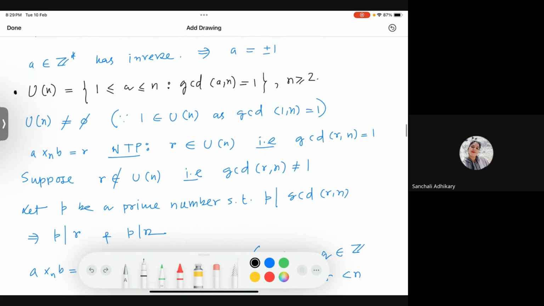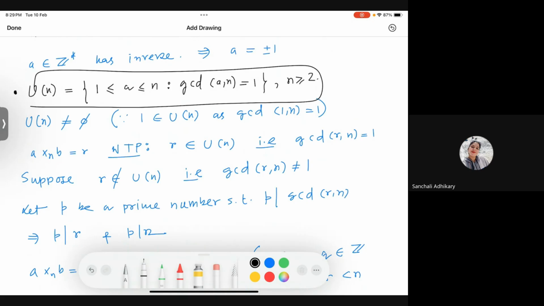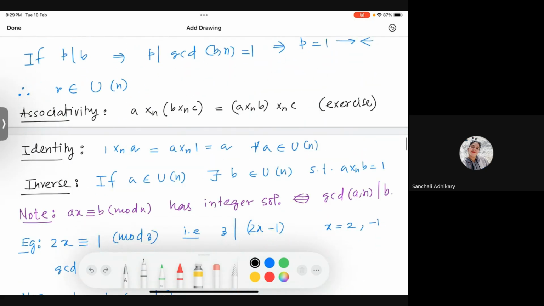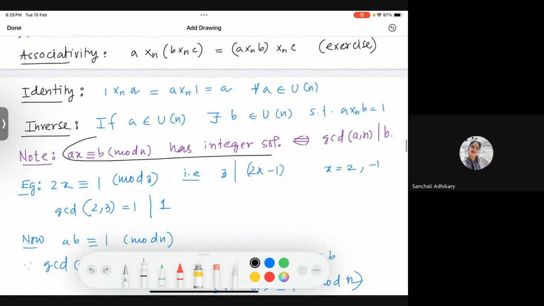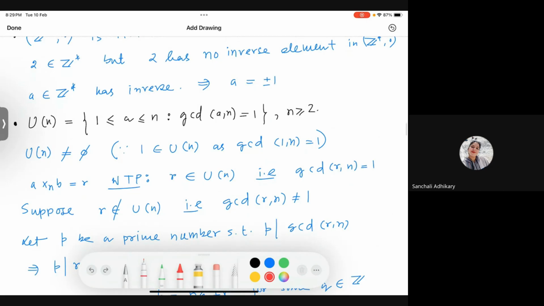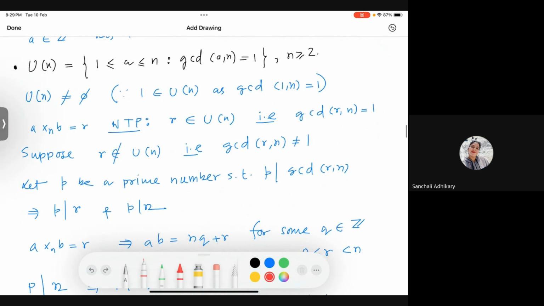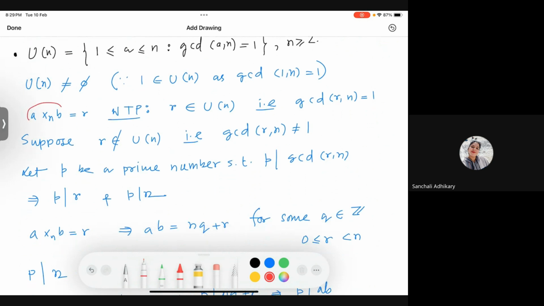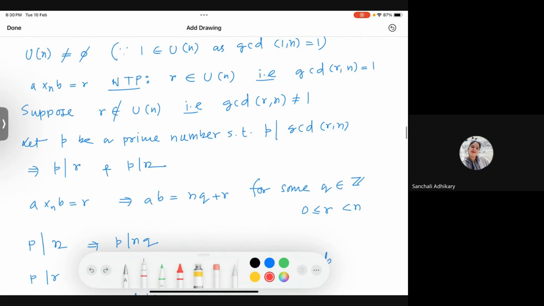So this is a group, but to prove this, I need something. First of all, to prove this is a group, I need this set to be non-empty. Why is this set non-empty? Because 1 belongs to this set, because GCD of 1 and n is always 1. Now, is this set closed? Yes, this is closed. Why is this closed?